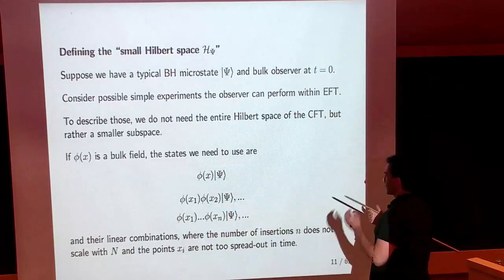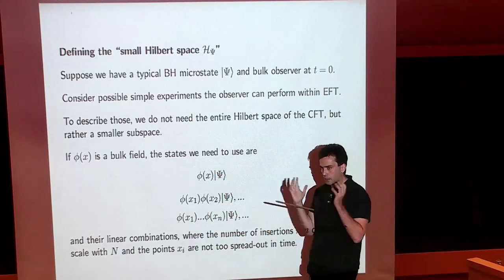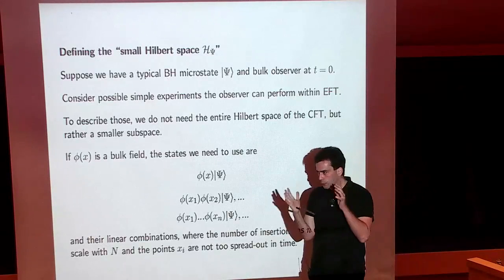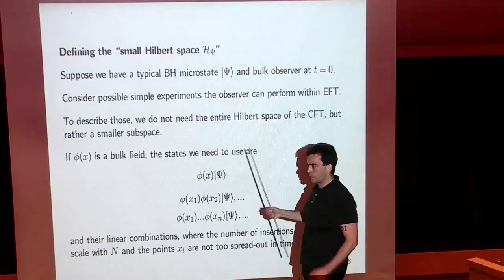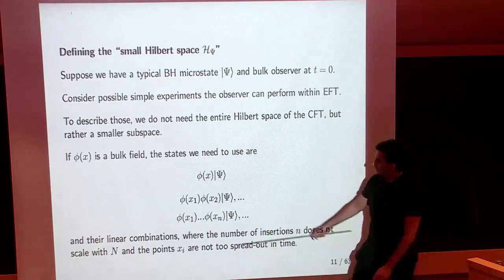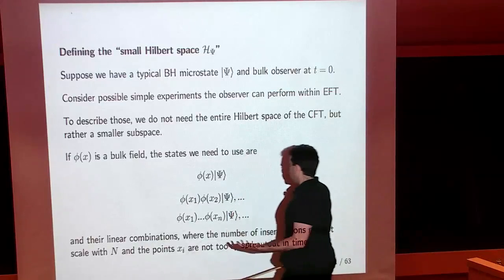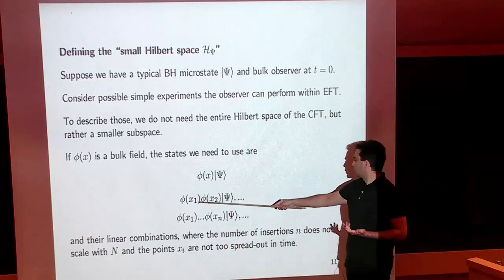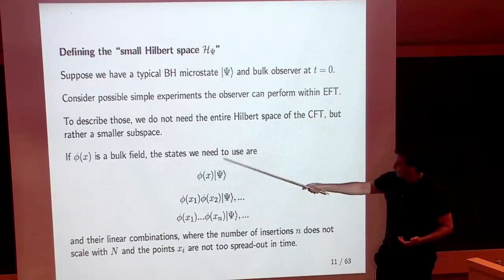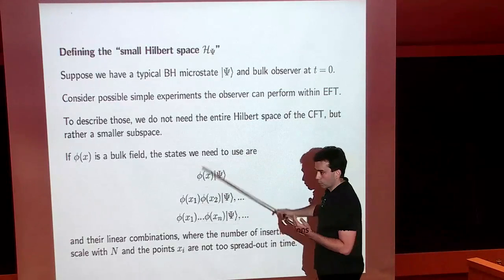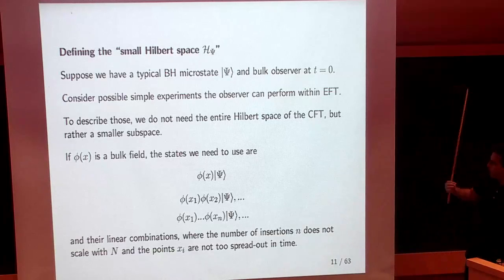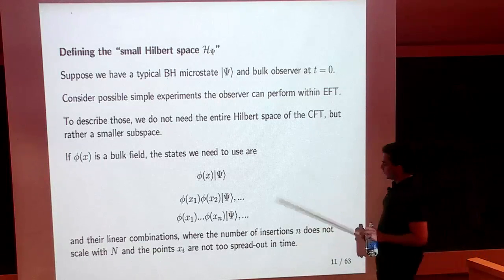Now, in order to describe these experiments, we do not need the entire Hilbert space of the CFT, but rather the small set of states which can be produced from the state psi by acting with the fields that the low-energy observer has access to. For example, if phi is a bulk scalar field, we want to consider states where we act one time, two times, three times, a fixed number of times on the state psi, and then also consider all possible linear combinations of states of this form. So I want to argue that all simple experiments within effective field theory will take place within this space.